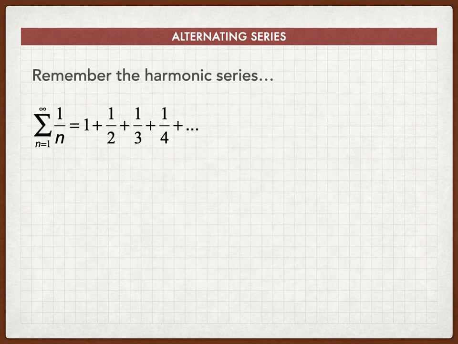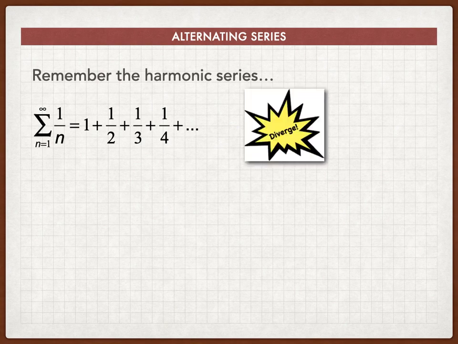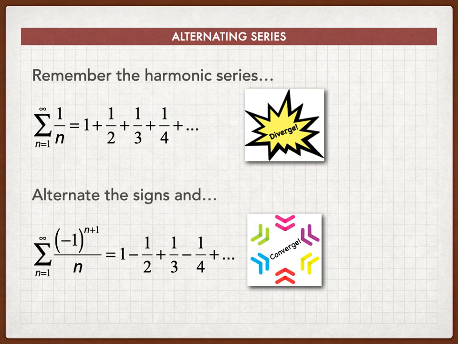Whoa! Remember the harmonic series? 1 plus 1/2 plus 1/3 plus ... It diverges. And now, all we do is alternate the signs, and voila! The series converges. Is this magic? Do alternating signs guarantee convergence?